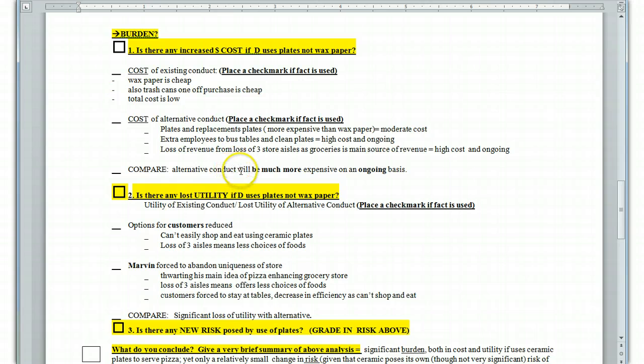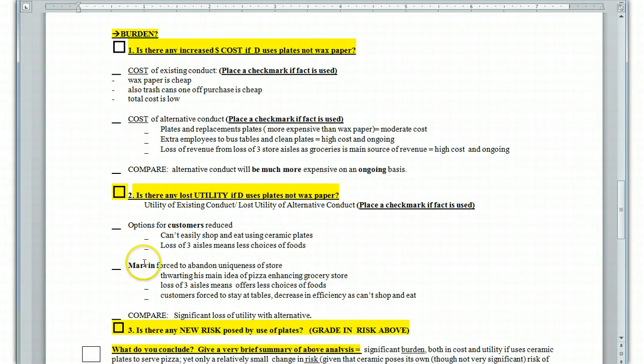And here is our summary of that comparison. The alternative conduct, forcing him to use ceramic plates, will be much more expensive on an ongoing basis. Next, we want to see if there's any lost utility if we force defendant to use plates, not wax paper. We see two types of lost utility. One to customers, because if we say it's negligent to use wax paper, we're saying they can't shop easily and eat while they go around. They also lose food choice because 3 aisles are closed.